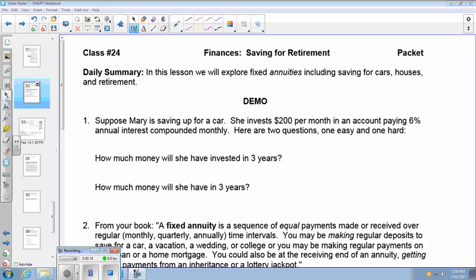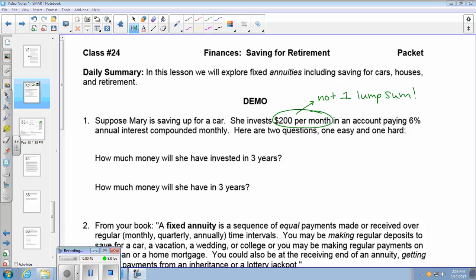In this lesson, we're going to explore fixed annuities, including saving for cars, houses, and retirement. In our demo section, we're going to look at Mary. Mary is saving up for a car, and she invests $200 per month. So notice right off the bat, this is not one lump sum. This is how it's different than what we've looked at before. She's going to invest $200 per month in an account paying 6% annual interest that gets compounded monthly.